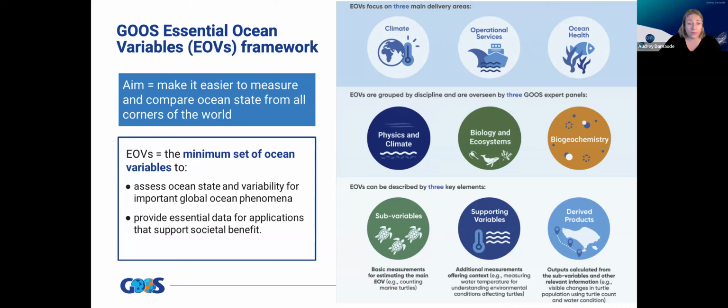As you can see on the screen, they focus on three main delivery areas: climate, operational services, and ocean health. And they are grouped by discipline, each overseen by a GOOS expert panel. So you have physics and climate, geochemistry, and biology and ecosystem. And they each gather three key elements: the basic measurement for estimating the EOV itself, additional measurements that offer context around it, and a list of outputs that are calculated from the two former elements.